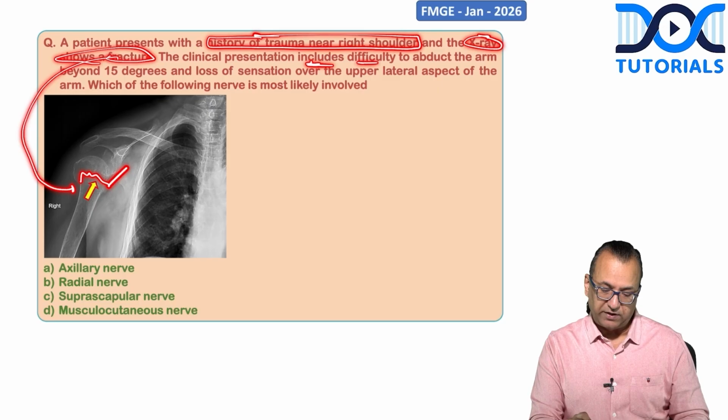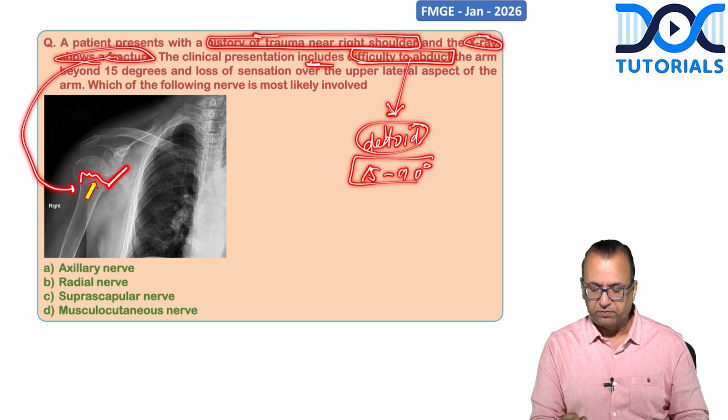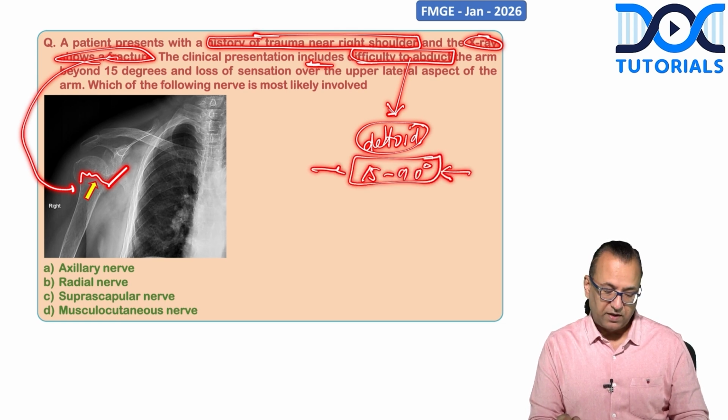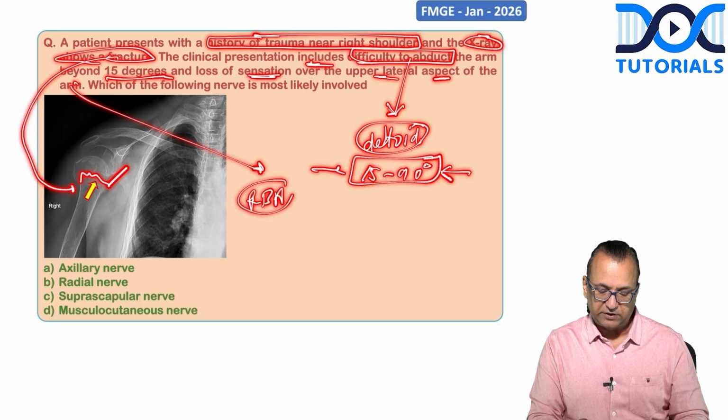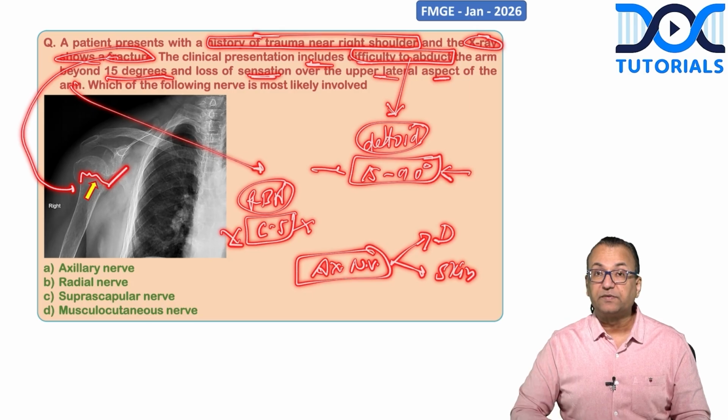Clinical presentation: difficulty to abduct the arm, because deltoid is the chief muscle of abduction, especially from 15 degrees to 90 degrees, where it works more powerfully. So beyond 15 degrees there is a problem, and loss of sensation over the upper lateral aspect of the arm, which is called regimental badge anesthesia, C5 dermatome compromise. We are talking about the axillary nerve here. Axillary nerve supplies the deltoid, so there is the problem, and it also supplies the skin.